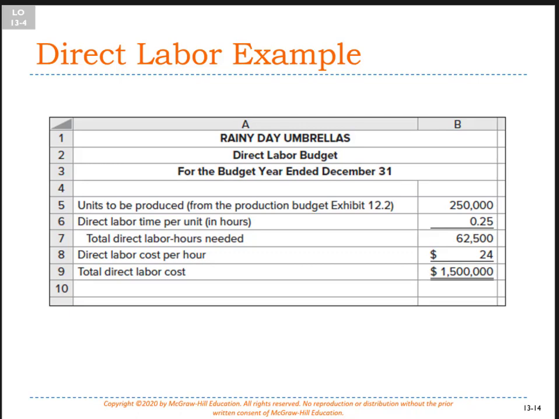Direct labor is simpler because you have no leftover, no beginning, no ending inventory. You just need to spend 0.25 hours per unit to be produced. You know how many units are produced from our production budget. Multiply that out, and you need 62,500 hours. That's great to know how many people you have, to make sure you've got enough people hired, that sort of thing. And then we're going to pay them $24 an hour. So now we have converted that again to dollars to measure how much cash might be needed.